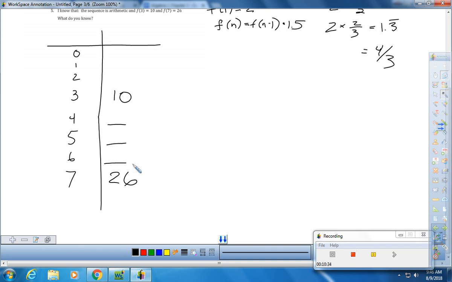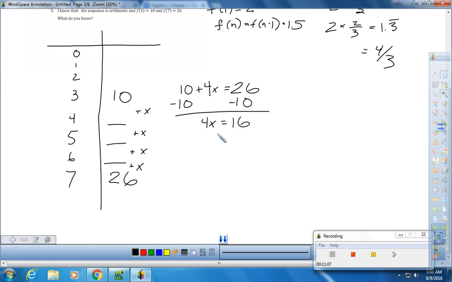Remember how we did this? So we're going to have to add X, and then we're going to have to add X, then we're going to have to add X, then we're going to have to add X. So remember, there's one more X than there is spaces. So 10 plus, excuse me, plus 4X is 26. Subtract 10 from both sides. 4x is 16. X is 4.